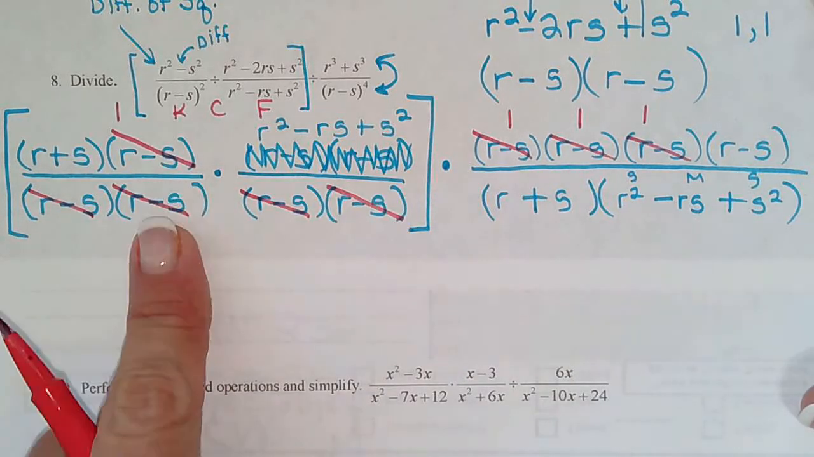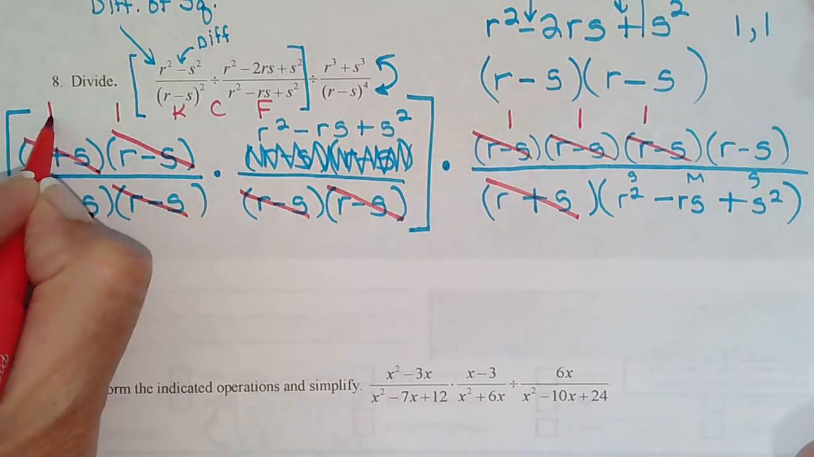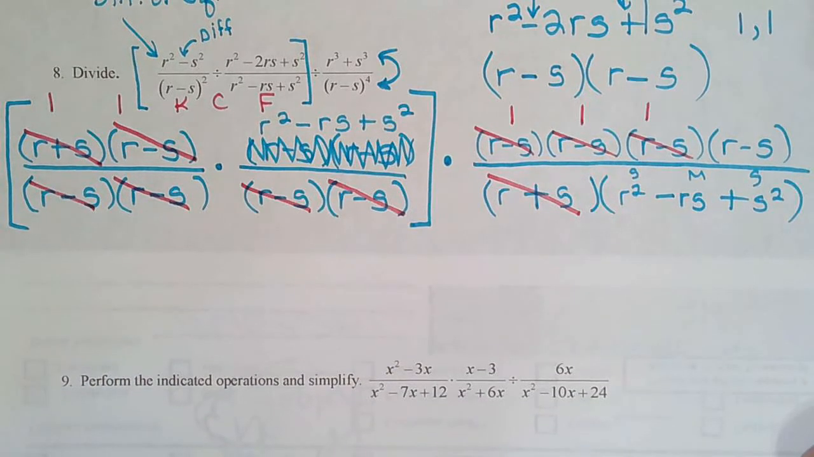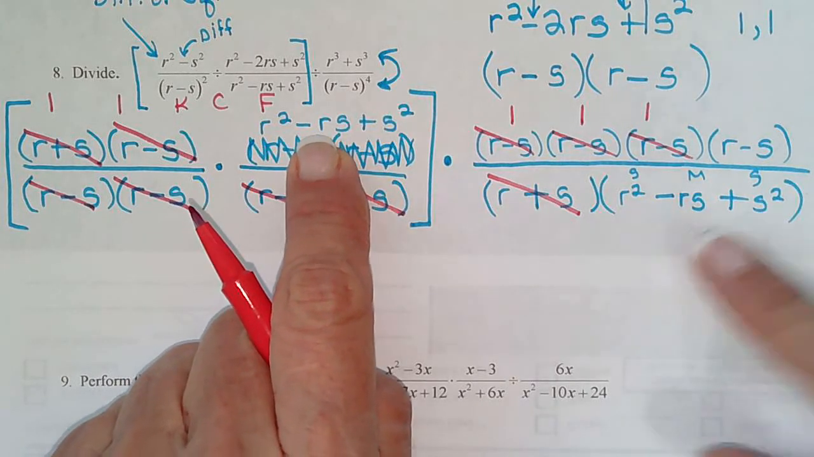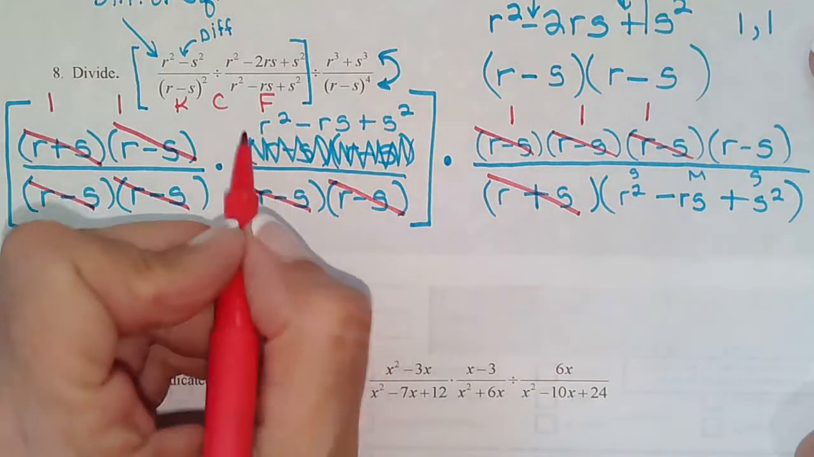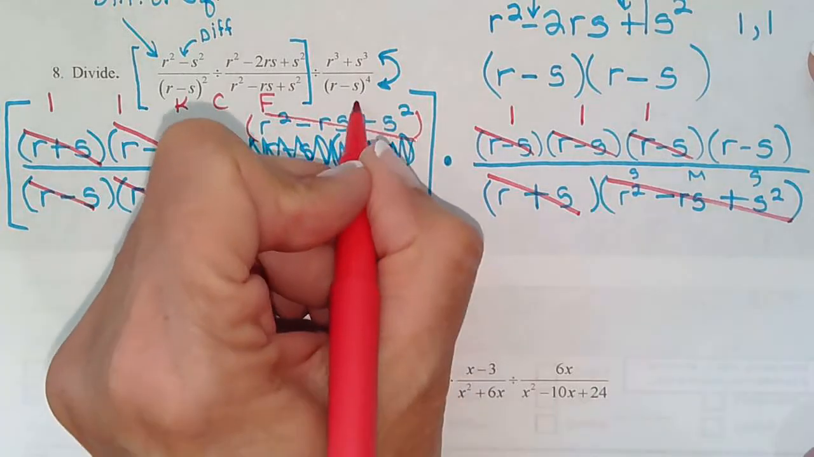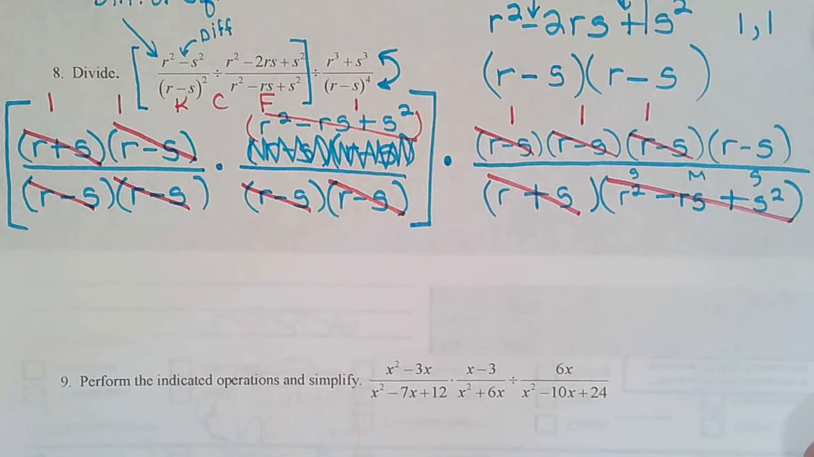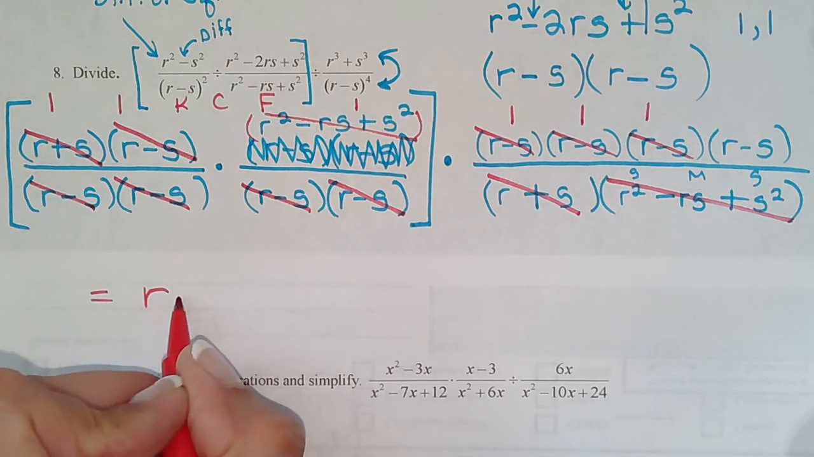So the fourth one was here. So those are all 1. R plus S, R plus S. Anything divided by itself is 1. And look at this. Ding, ding, ding, ding, ding. Yes. This whole thing cancels with that whole thing. So out of all that ugly mess, look at that.